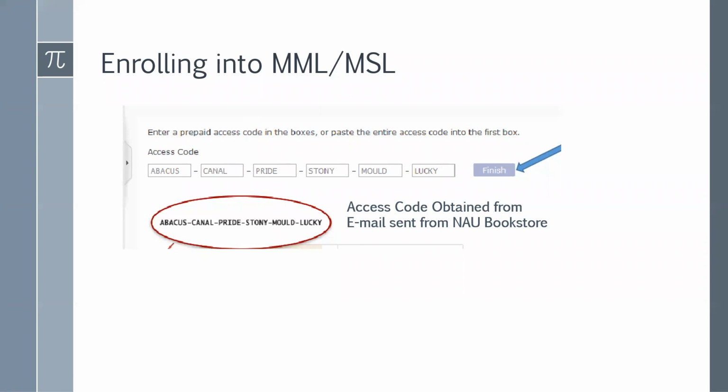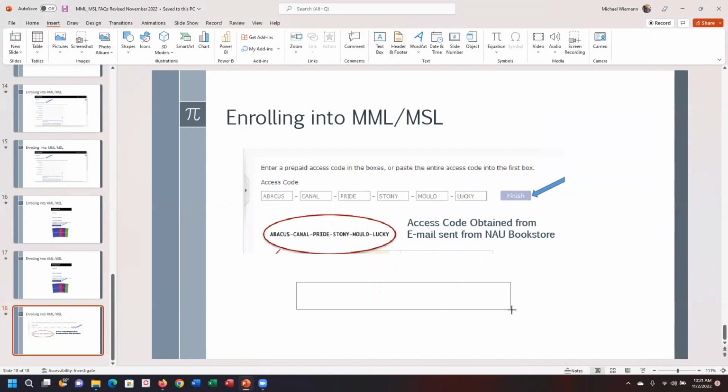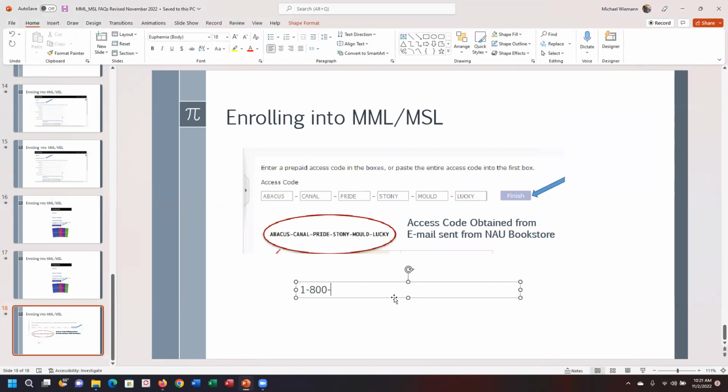If you are in need of any assistance, I will include at the end the corresponding phone number that you can contact. I'm actually going to type that in here right now. I'm going to insert a text box, put this in. The phone number for NAU's technical support is listed right here, 1-800-548-0602. That would be your contact point if you are having issues enrolling into My Math Lab or My Stat Lab. You should be able to get to this point, but if not, contact NAU technical support. They will be able to assist you getting through that respective process.